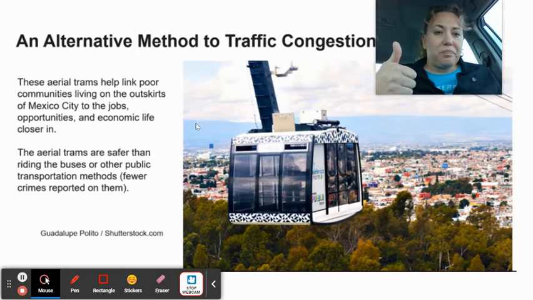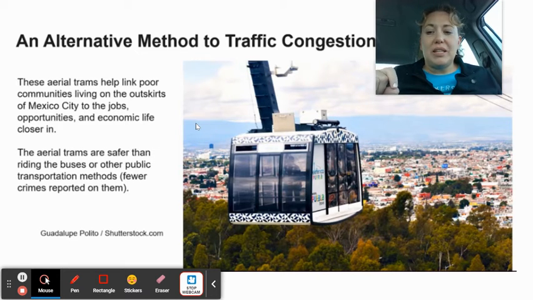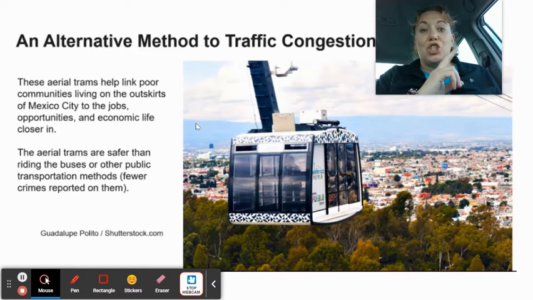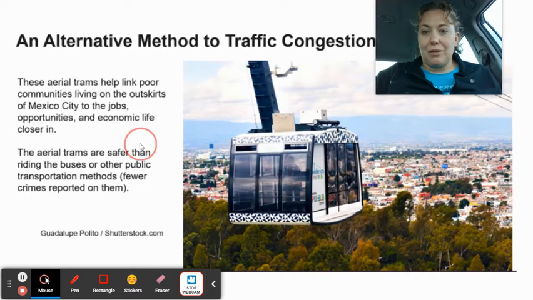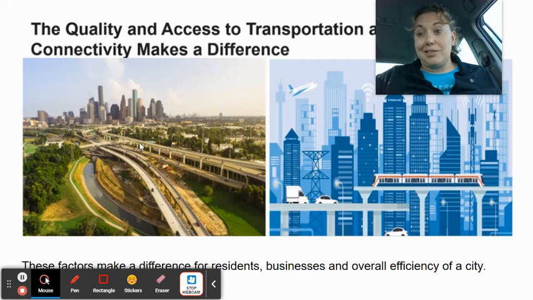Love this. In Mexico City, they've created these aerial trams. Basically, people who live on the outskirts or in the zone of disamenities can get on an aerial tram and literally take it in, bypassing the traffic on the road. Kind of cool, right? And economical and environmentally better. Those are good things. Quality and access to transportation and connectivity makes a difference.